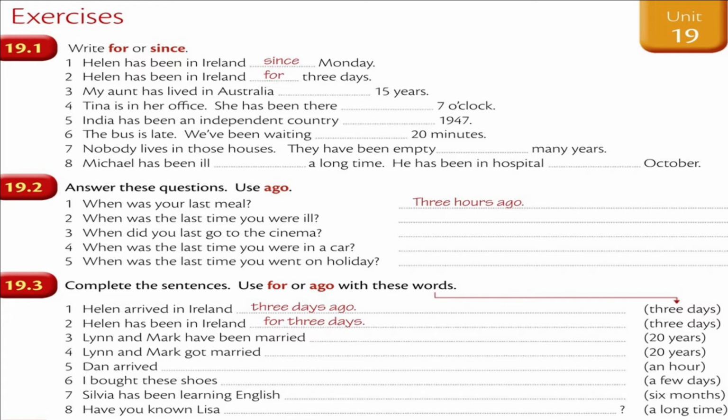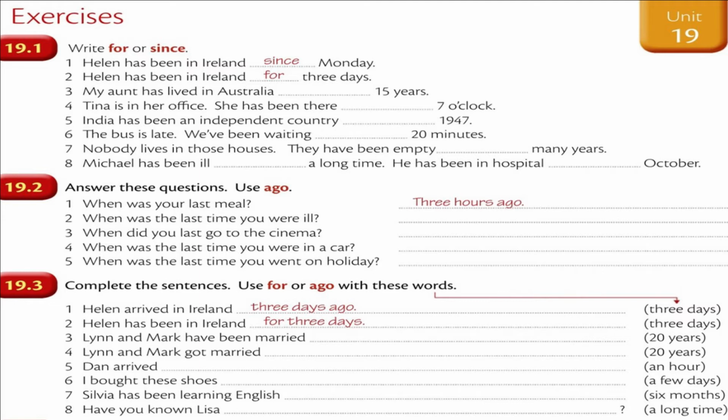Number 6. The bus is late. We have been waiting for 20 minutes. Number 7. Nobody lives in those houses. They have been empty for many years. Number 8. Michael has been ill for a long time. He has been in hospital since October.